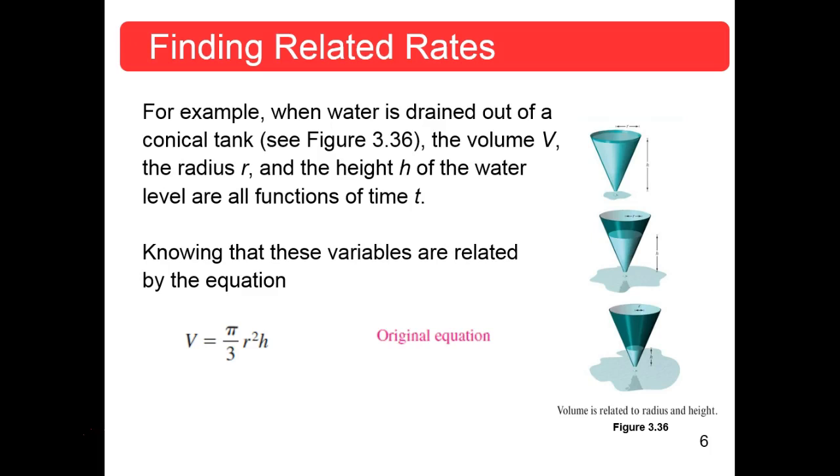For example, when water is drained out of a conical tank, which, of course, all of us have, right? One of our favorite kinds. They sit up so well by themselves. No. The volume V, the radius r, and the height h of the water level are all functions of the time t. Knowing that these variables are related by this equation, and I'm sure you knew this one, V is equal to 1/3 pi r squared h.